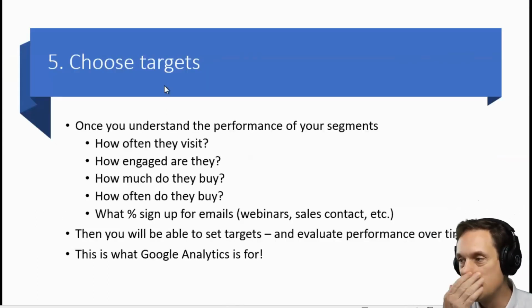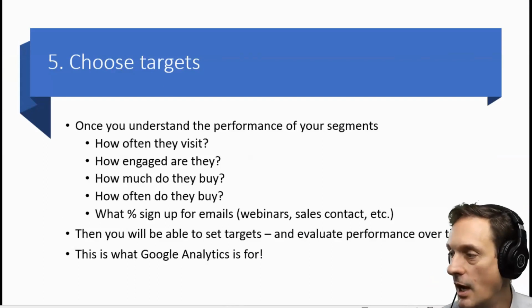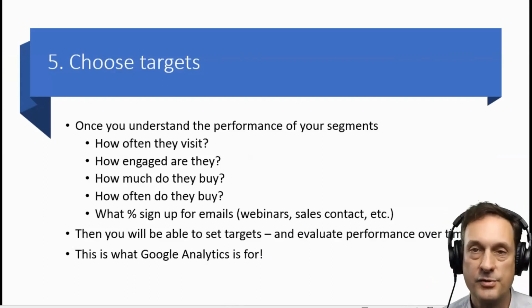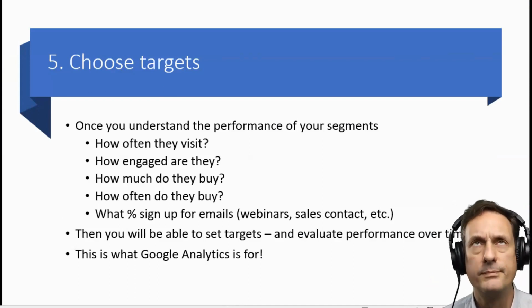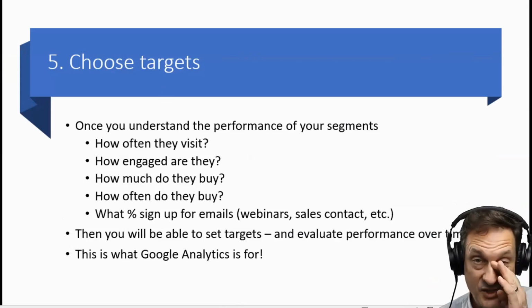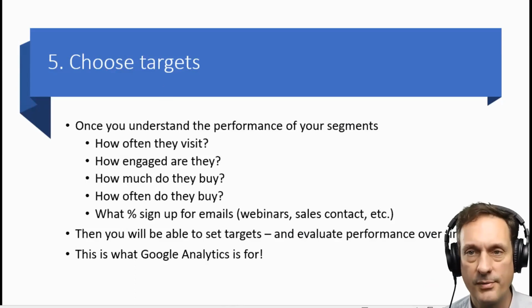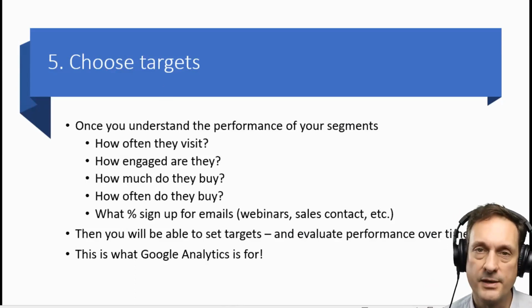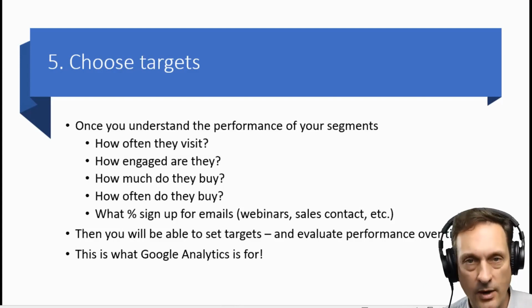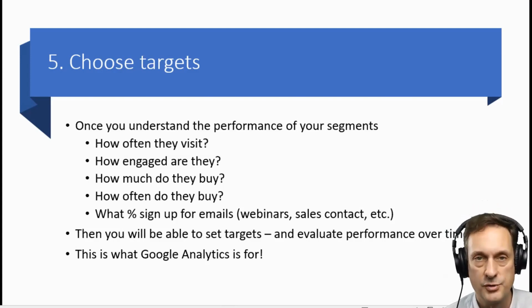And then finally, once you understand the performance of your segments, and they tell you various things, you will then set targets. I think I mentioned this before, where our mobile was converting at 0.35%, and our desktop was converting at 0.07%. And we didn't say, oh, our target for desktop is going to be 0.35%. That's ridiculous, right? You're not going to go from 0.07 to 0.35%.